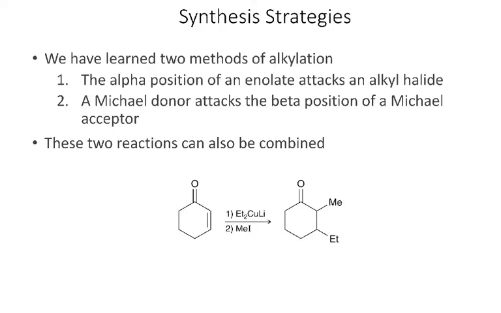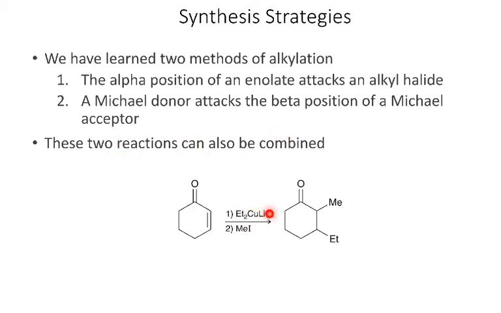Now, another synthesis strategy that we can adopt from the reactions we learned in this chapter is putting alkyl groups on 2 adjacent carbon atoms. So we've learned 2 methods of alkylation. The alpha position of an enolate can attack an alkyl halide in an SN2 reaction, or in the Michael reaction, we can add an alkyl group to the beta position using a Gilman's reagent. And so we can also combine these reactions.